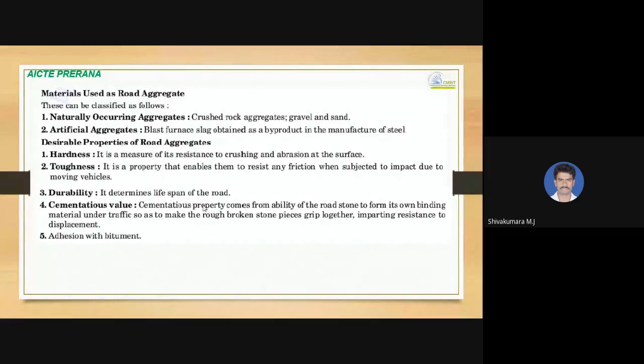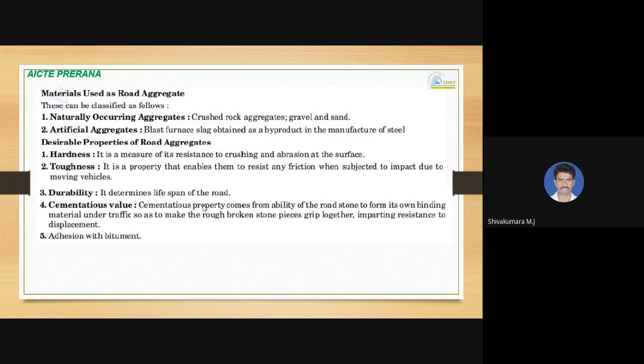When it comes to hardness, it is a measure of its resistance to crushing and abrasion at the surface. That is the hardness. And toughness is the property that enables them to resist friction when subjected to impact due to moving loads. It should be tough enough, and it should be durable, so that for a longer duration of time the road will be serviceable, and then it should possess better interlocking effect, that is cementitious value.